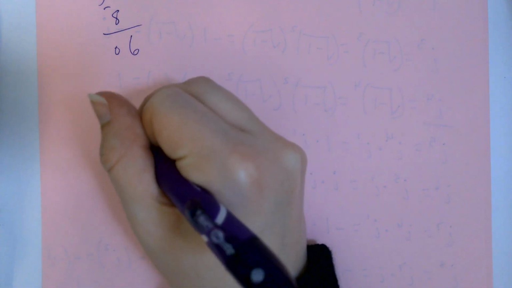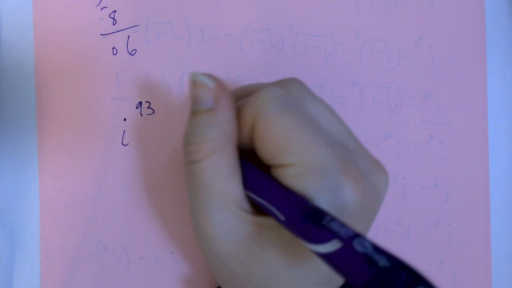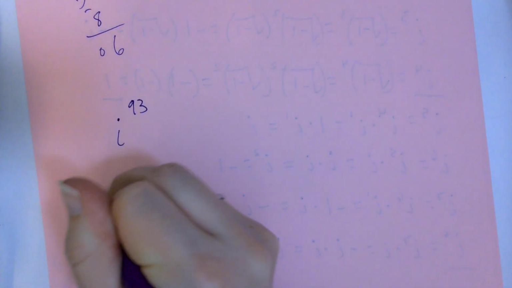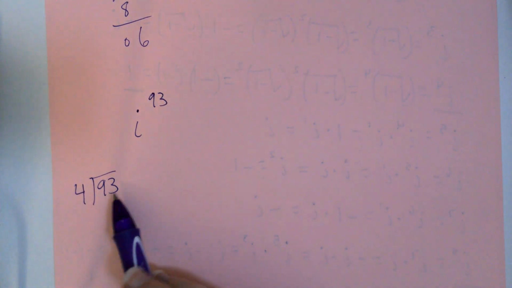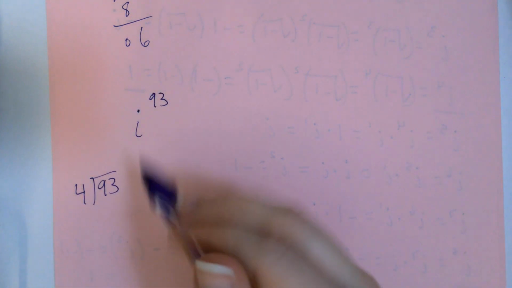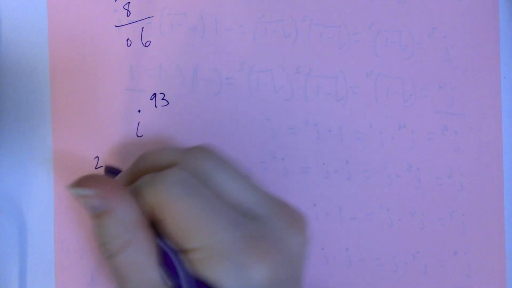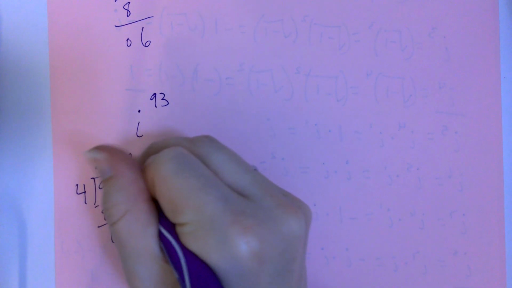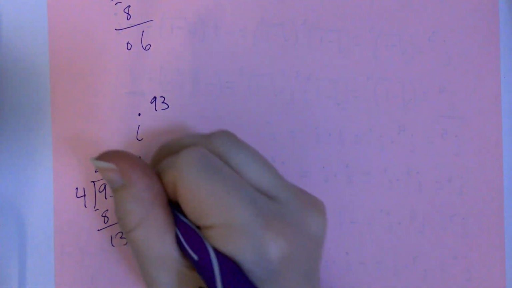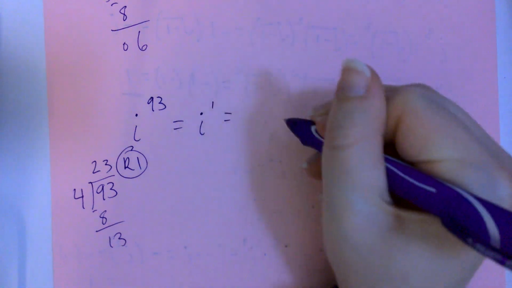What about, let's do i to the 93. Well, first let's figure out what's 93 divided by 4. And really, when I'm doing this, I just care what the remainder is. I don't really care what my full answer is. But I do this to figure out what the remainder is. So let's see. We have 2, 13 is going to be 3, remainder 1. So we're going to have a remainder 1. So this is going to be the same as i to the first power, which is just i.